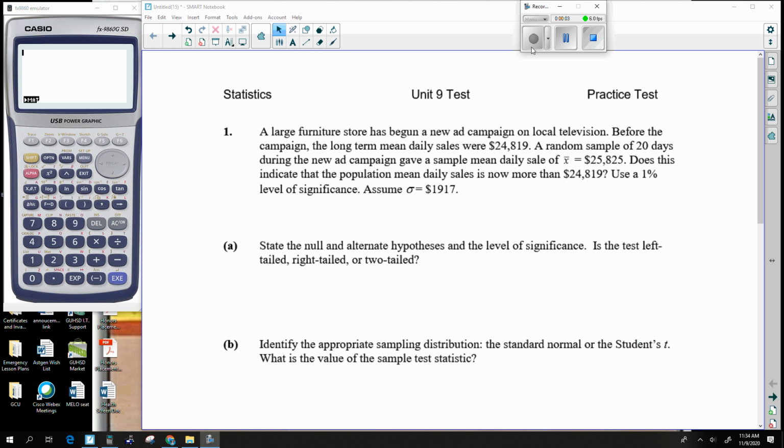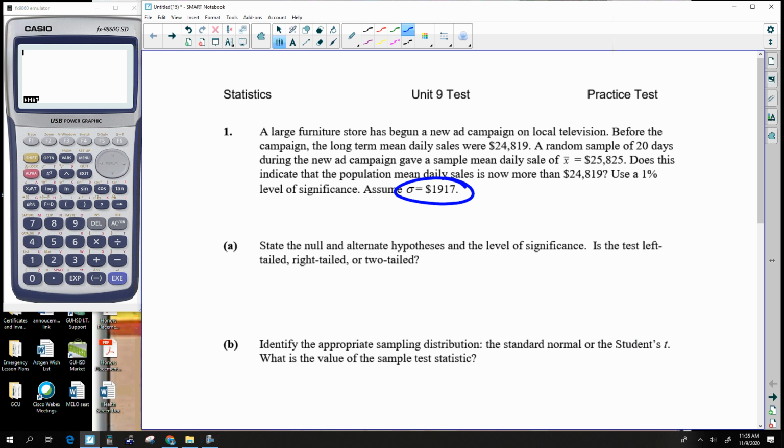Okay, so here we go again with a practice test. I think these are actually coming from assignments that we've already done, but it's always good practice. Practice, practice, practice, you'll be successful. All right, so what I notice in this problem is they give me a sigma.